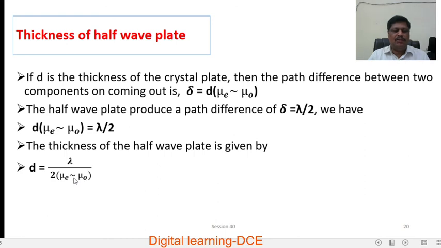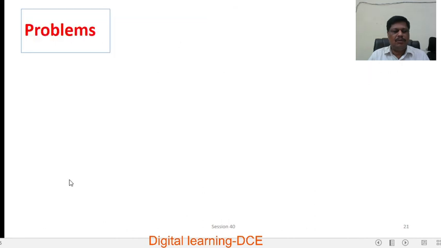So this difference may have a negative sign, and also we can interchange mu e and mu o depending upon the type of the crystal, whether it is a positive crystal or negative crystal. The difference sign becomes minus, and also mu e and mu o can be interchanged. In general, the thickness of the half-wave plate is given by d is equal to lambda by 2 into mu e difference mu o.